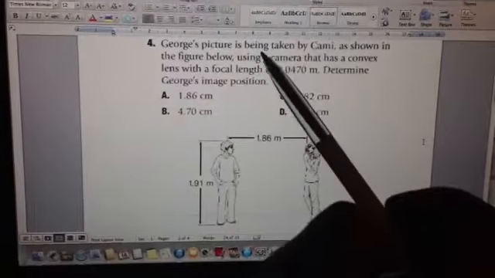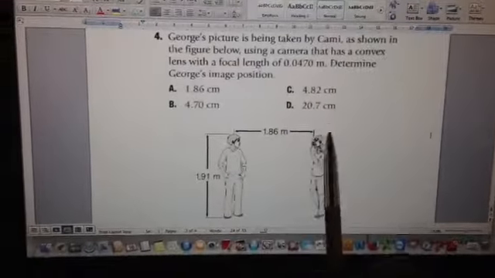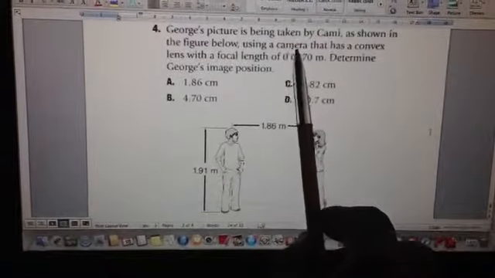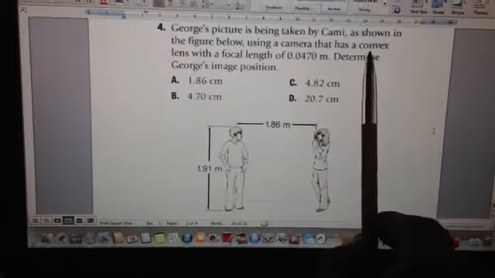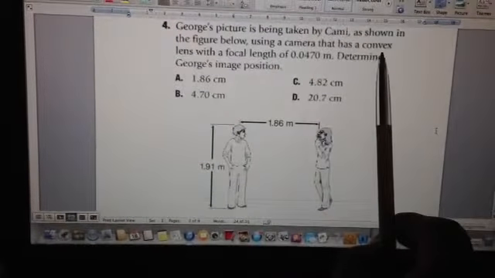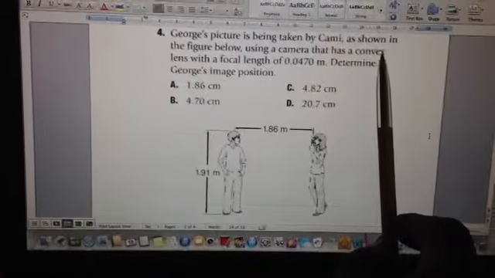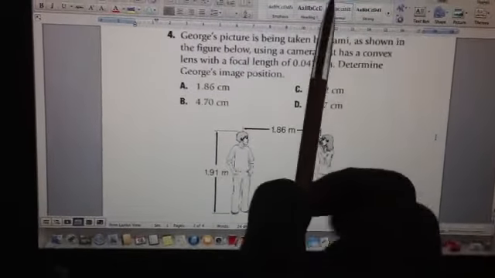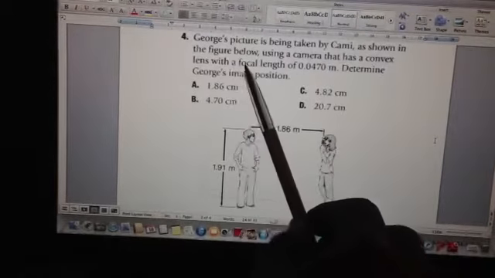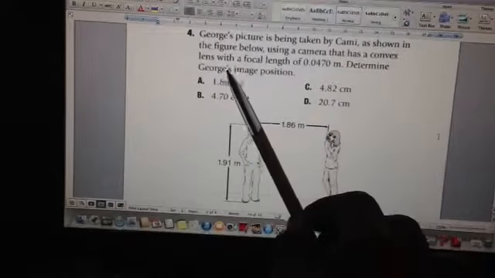Okay, this question's about George. George's picture is being taken by Cami, this lady here, as shown in the figure below, using a camera that has a convex lens. Now remember, we have two types of lenses: convex, where the rays converge, and concave, where the rays diverge. They go out, spread out. This convex lens has a focal length of 0.047 meters and determine George's image position.